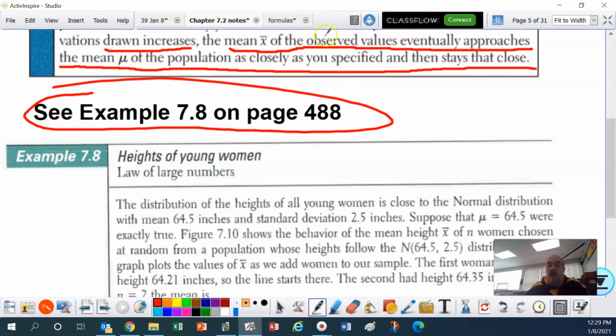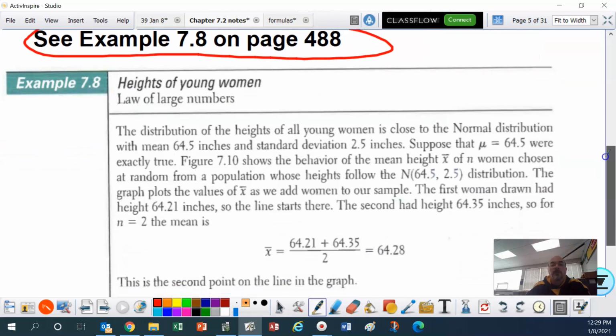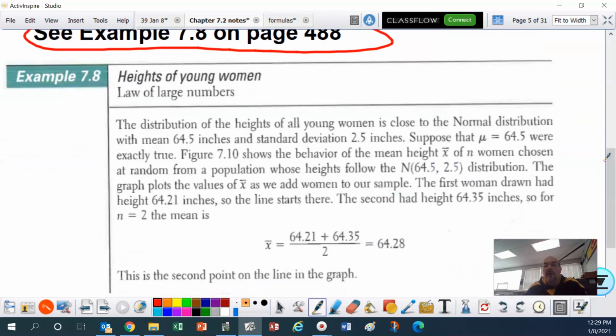Okay, let's take a look. Example 7.8 on page 488. Heights of women. The distribution of the heights of all women is close to the normal distribution with mean 64.5 inches and a standard deviation of 2.5 inches. Suppose that the mean 64.5 were exactly true.